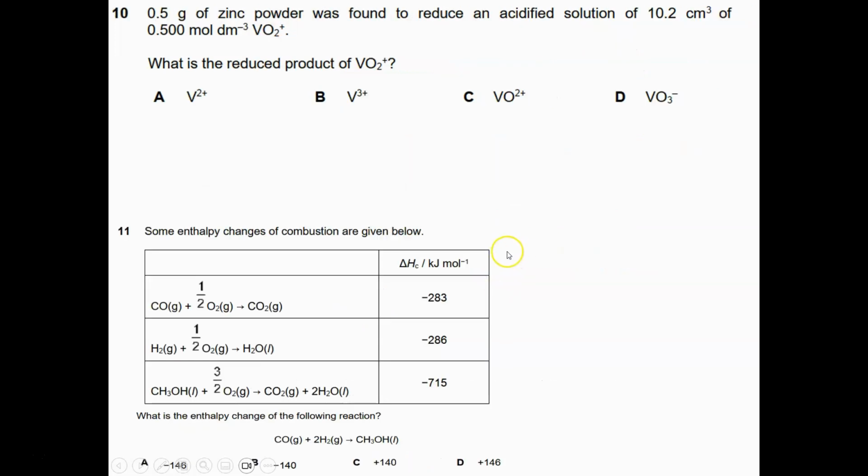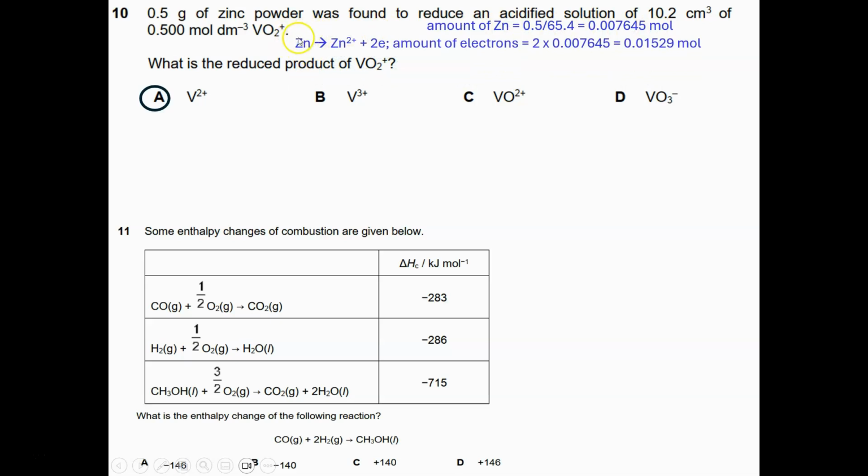Okay, question 10. Now this type of question should not be unfamiliar to you by now. So our general strategy is always to find the amount of electrons transferred. So we start with zinc. The amount of zinc used is mass divided by molar mass of zinc, which is 65.4. This is the amount of zinc that we are using in this reaction. When zinc is oxidized, it loses 2 electrons, which means that the amount of electrons lost by zinc in this reaction is this number multiplied by 2.